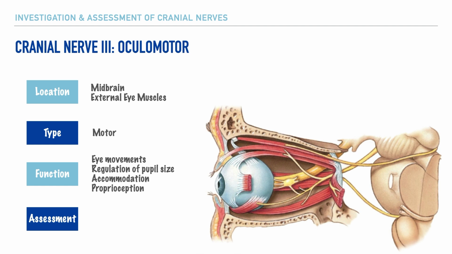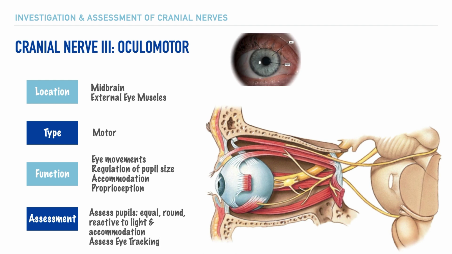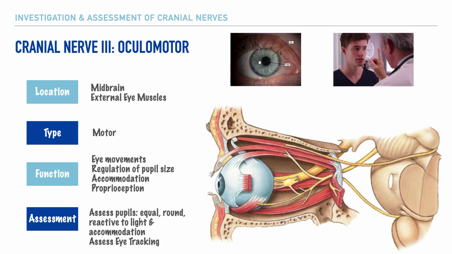And in terms of assessing this cranial nerve and its function, there are a number of things that we can do. We can assess whether or not someone's pupils are equal in size. We can also determine if both pupils are round and how they react to light and accommodation. Also, we can assess how well their eyes track to follow a given movement.